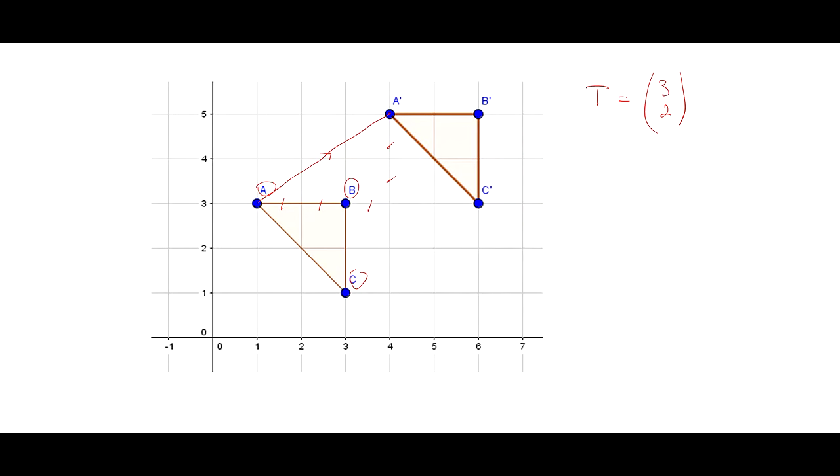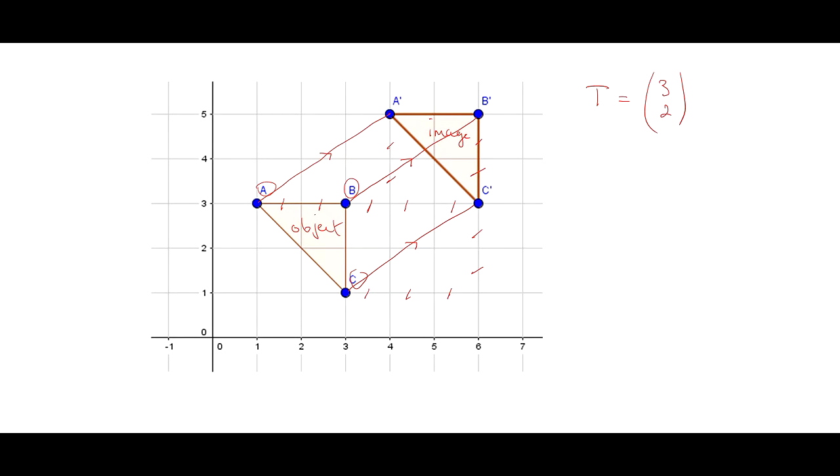Then we're going to do the same thing with B. We're going to go 1, 2, 3, and then we're going to go 1, 2 up. So B will move to this point here. In the case of C, we go 1, 2, 3 across, and then 1, 2 upwards. Now this represents the object that is undergoing the transformation, and this represents the image.